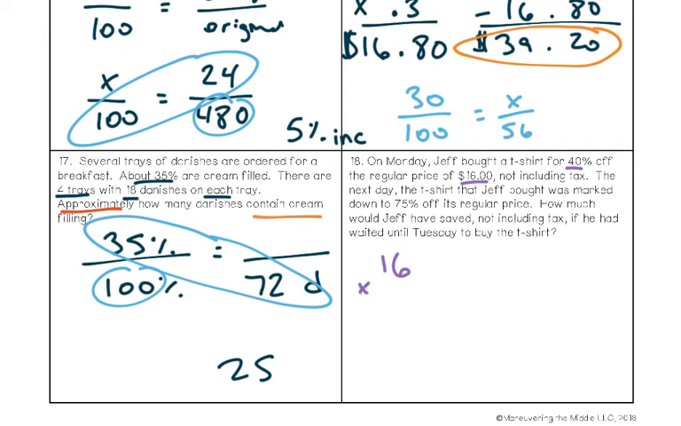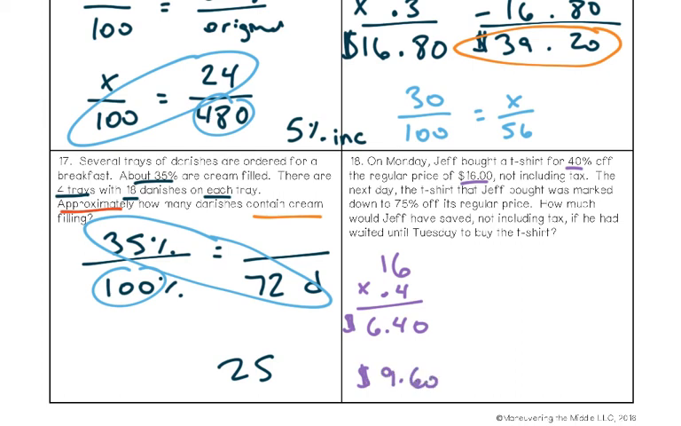So I'm going to always multiply by that number as a decimal. So 0.4 is 40%. When I do that, I find that there is a $6.40 discount on the shirt. Since it was $16 and I'm taking off $6.40, the final price that he paid on Monday was $9.60.